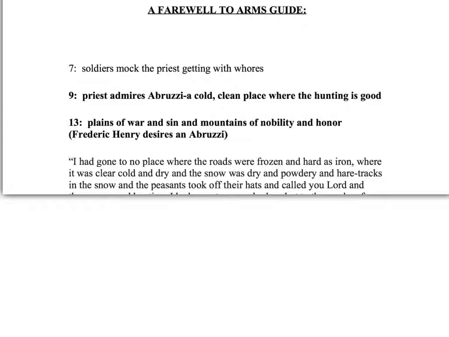And here's a quote. This is when Frederick was on leave, he told the priest he might go check out Abruzzi. He doesn't, he goes to Milan. And he says this, "I'd gone to a place where the roads were frozen and hard as iron, where it was clear and cold and dry, and the snow was dry and powdery, and hare tracks in the snow, and the peasants took off their hats and called you Lord. And there was good hunting.